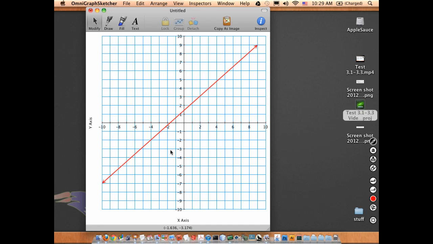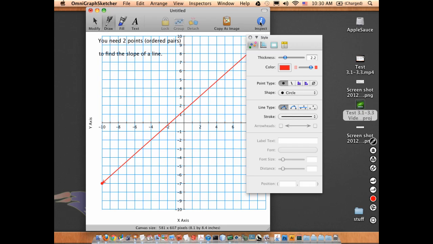In order to figure out the slope of the line, what I need are 2 points. So I create a point here, and I create a point here. And so that leads me to the very first thing you need to know as a geometry student. You need 2 points, or 2 ordered pairs, to find the slope of a line. That's the first thing you need to know.